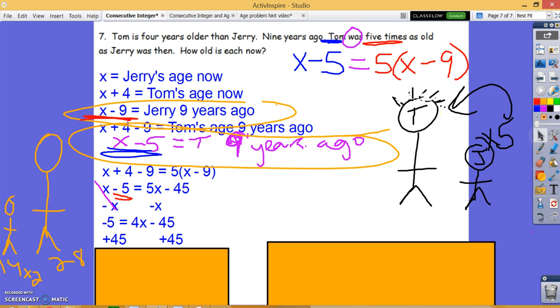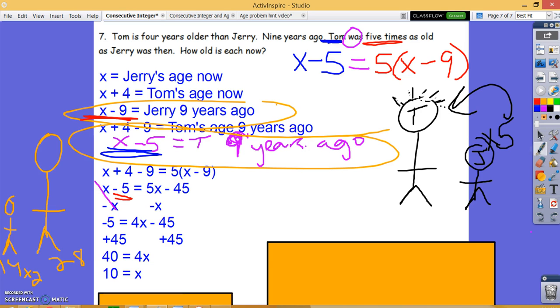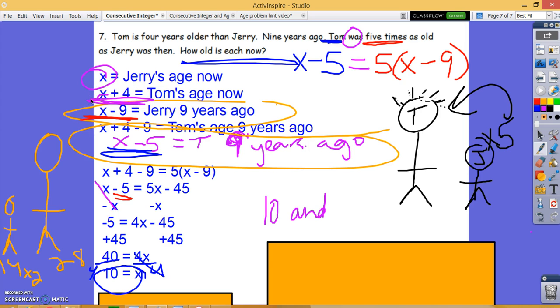Add 45 to both sides because our ultimate goal is to get x alone. We're using SADMAG. And then you get 40, and so you divide both sides by 4, which again I can't really show when I'm using my keyboard, so I'll just show it right there. And you get x equals 10. Now that's not the final answer because it says how old is each now. Well, if x is 10, x was Jerry's age, so 10, and then x plus 4 is Tom's age, so 10 and 14. Now let's go back and check this.